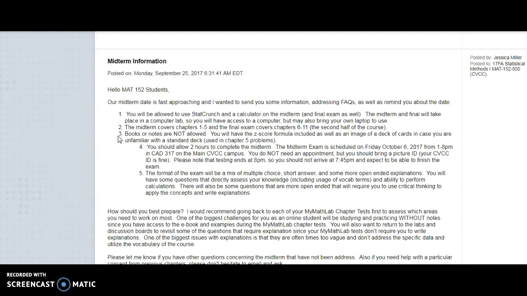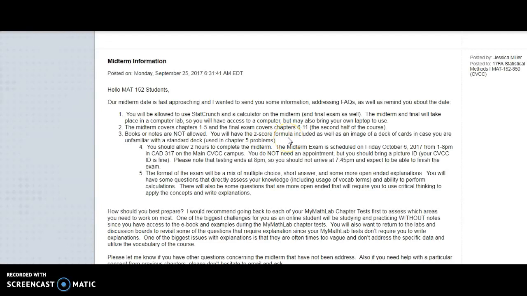Also, as far as formulas, a lot of the work that you're going to be doing is StatCrunch based. So I'm not going to be providing standard deviation by hand formulas because you will be allowed to use StatCrunch. You will have the z-score formula, which we're going to be utilizing later in the course. So if you don't have that one memorized, it will be on there.